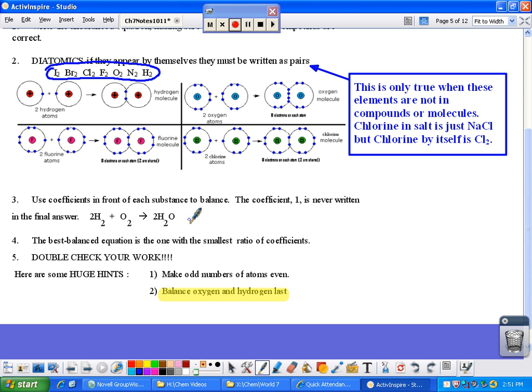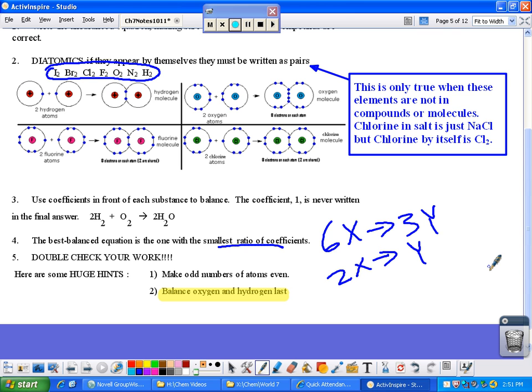If you happen to have a ratio that could be reduced, make sure you do. So if you had like 3X producing 3Y, what could you reduce that down to? You could divide them both by 3, and you'd have X producing just Y. So anytime the coefficients can be reduced, please do so.